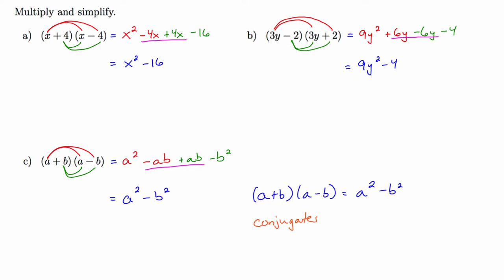Conjugates can be very useful in a number of different places in mathematics. For us right now, we just see that when you multiply two conjugates together, the outside and the inside terms cancel, and it just gives us the first term squared minus the second term squared.